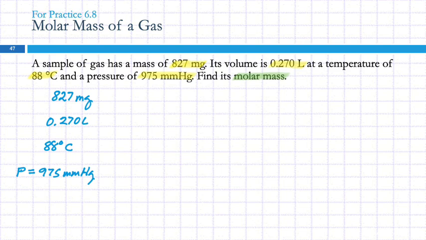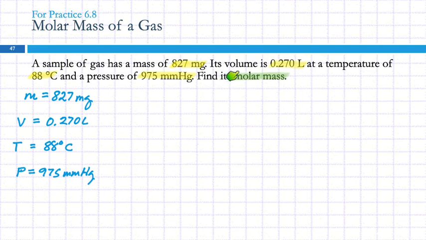And working backwards here, 88 degrees, that's the temperature of the gas. 0.270 liters is the volume of the gas. And 827 milligrams is what? That's the mass, right? So the mass of the gas is equal to this. Now, normally we don't have the mass of a gas in a gas law problem, but we'll see in a minute why we need that.